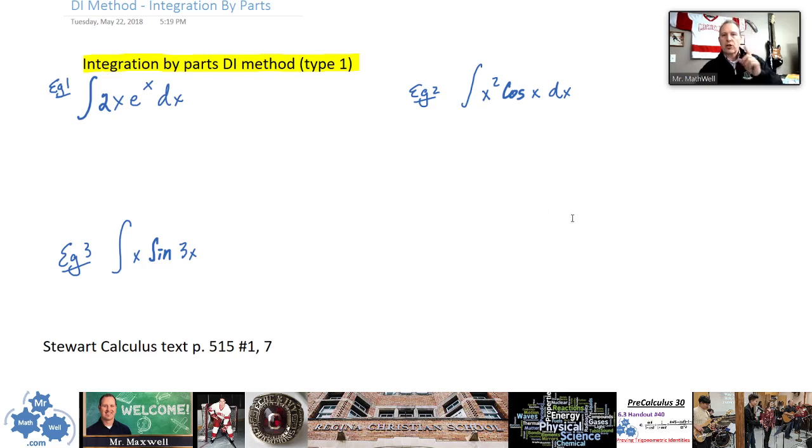So here's the DI method, and again, watch the previous video if you didn't quite catch that. But I would encourage you, just as a review, pause the video right now and see if you can do these 3 questions that I have up on the screen using the DI method. That's what we covered in the first video. So go ahead and pause right now, and I'll show you the answers in a second.